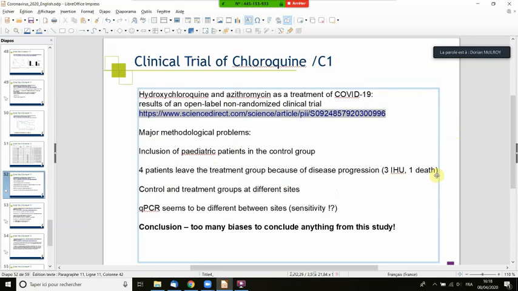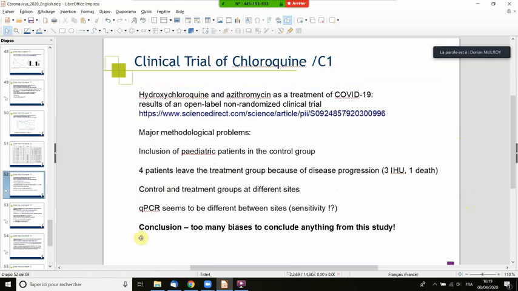And then you've got the control and the treatment groups at different sites, and I think this has the potential to cause a big bias because the qPCR might have a different sensitivity. It's really up to the people in Marseille to prove that their measurements are actually comparable. So for me, I don't think you conclude anything from this study. I'm not saying that chloroquine doesn't work, but maybe it does, maybe it doesn't. We just cannot know based on this data.